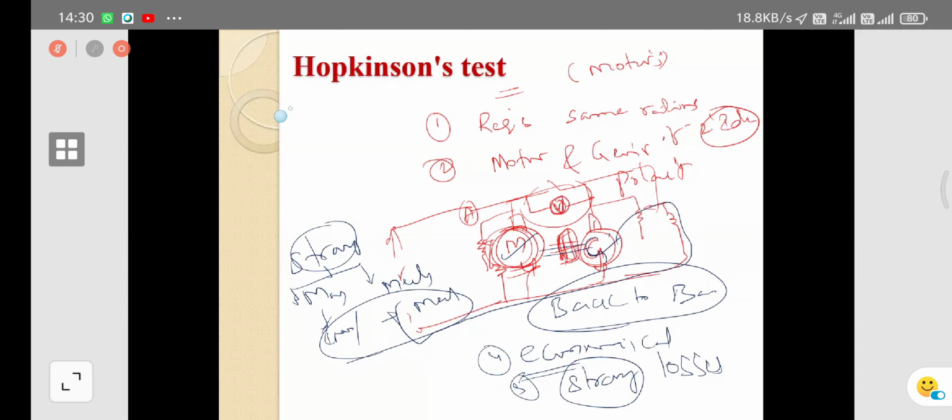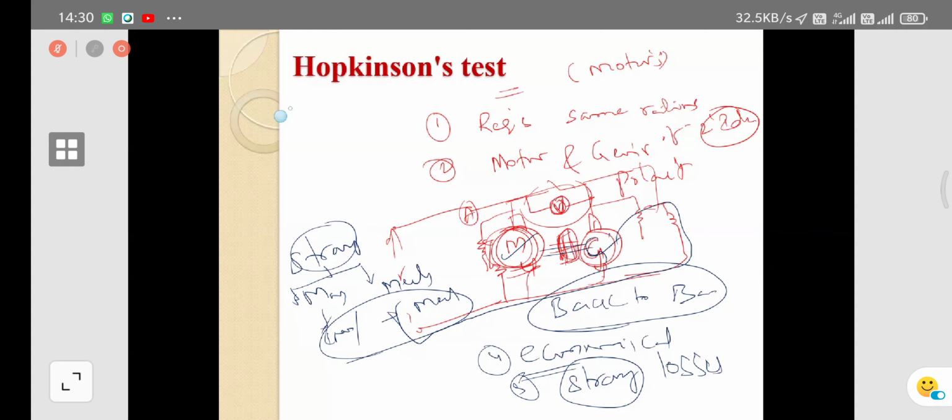Here the stray losses are equally divided between the generator and motor, but practically that does not happen because of the excitation and those other things.